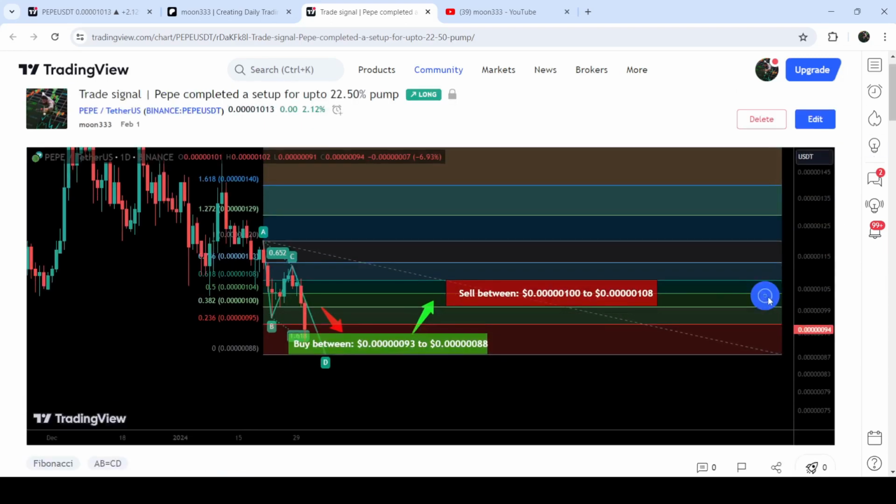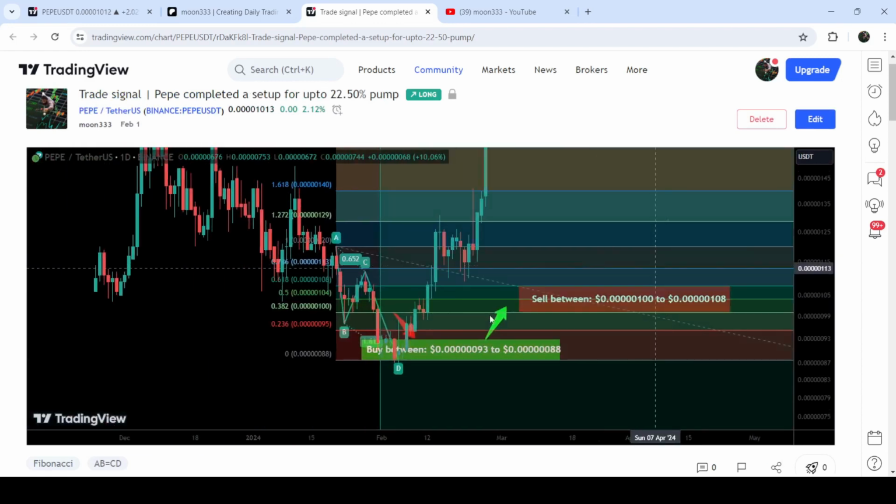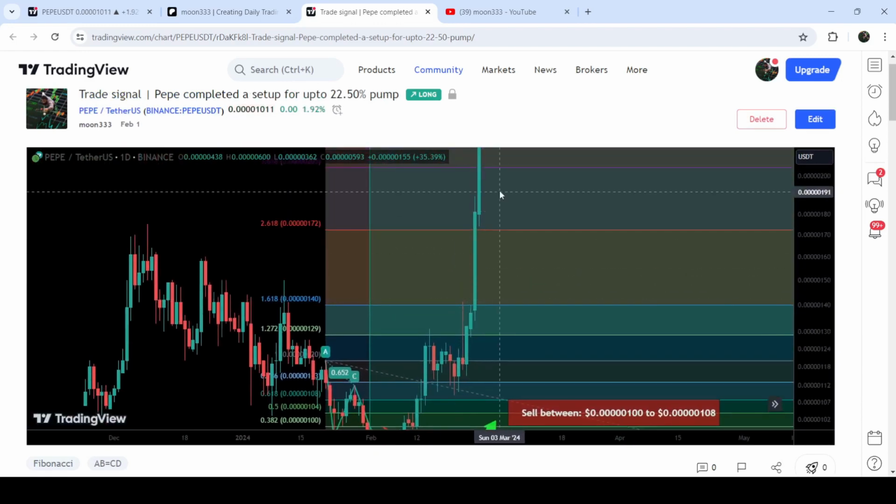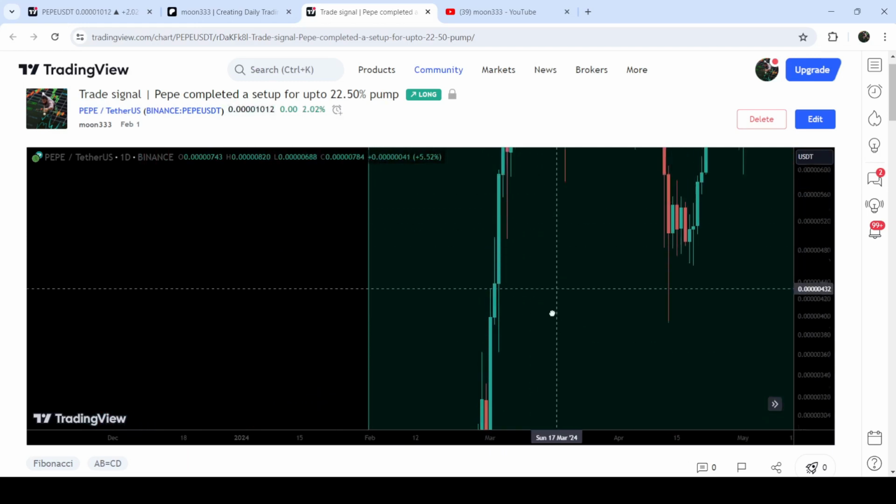Now if I play this chart, then you can see that the price line started a very massive reversal from this buying zone, and so far it has rallied almost 1150%.